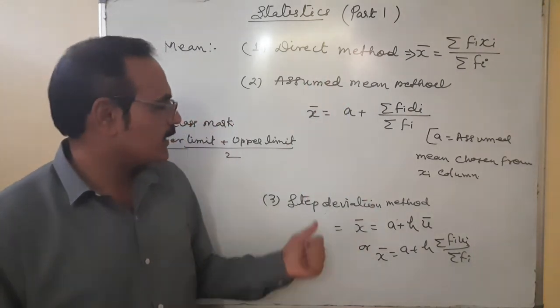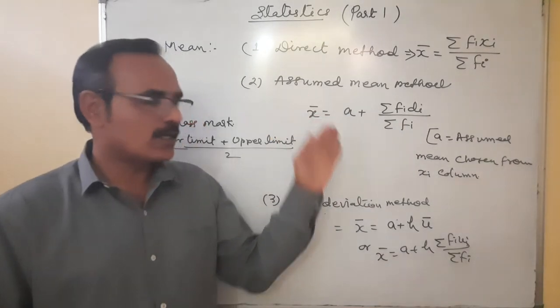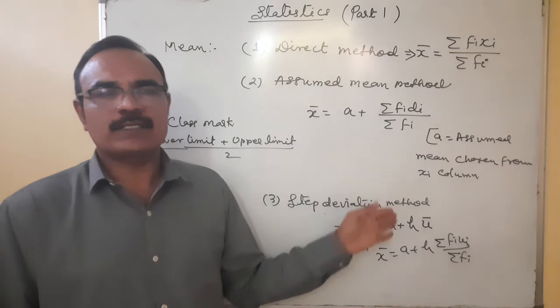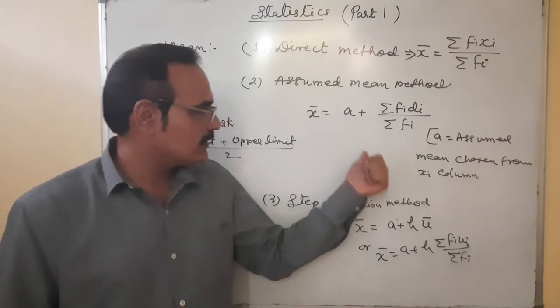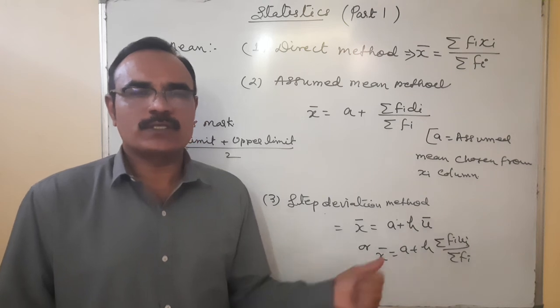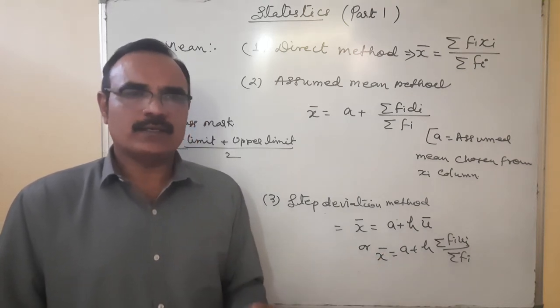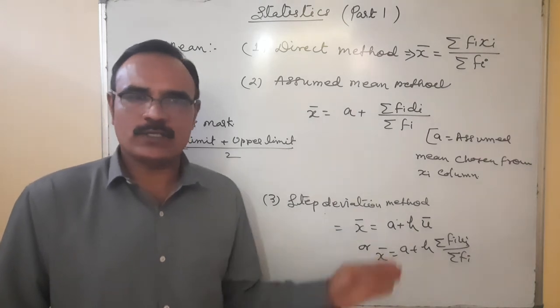Otherwise, we can use the step deviation method or the assumed mean method. These are all simplified forms of the direct method. In these methods, too much calculation is not required. With a simple calculation, we can find the value. The third thing is that we get the same mean result by all the methods.